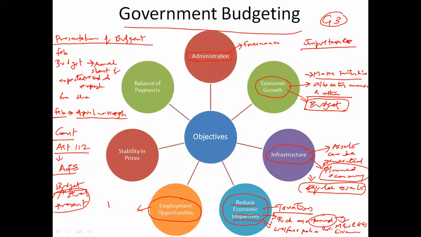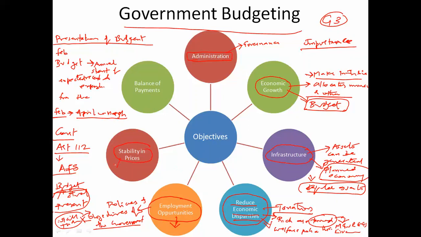Budget is also a document which reflects the policies and objectives of the government. So now government has a policy of Skill India. So as part of that, more employment opportunities can be generated. So budget also helps in generation of employment.